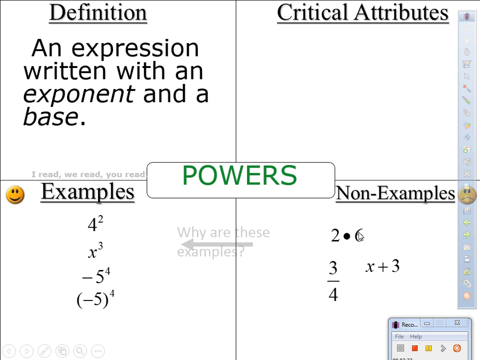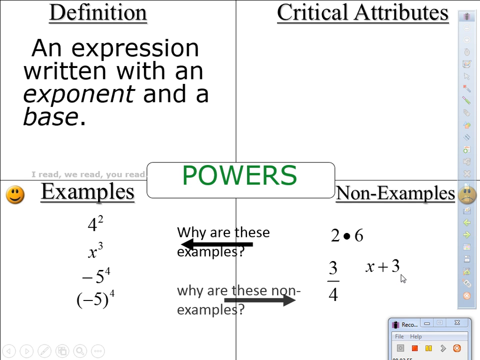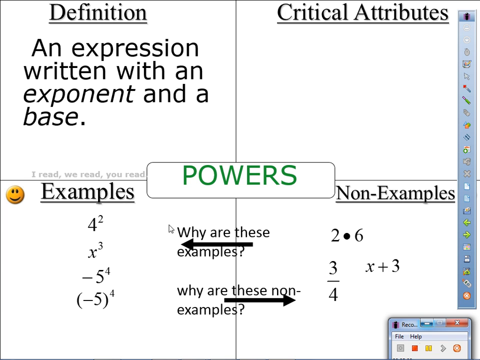Non-examples are over here: 2 times 6, 3/4, and x plus 3. As you're writing these down, think about why these are examples and why these are non-examples, according to the definition. By looking at it, we see that these do not have exponents. Is that correct? Yes. Well, actually, they do have invisible exponents of what? 1. So, to be a power, it needs to have an exponent greater than 1.